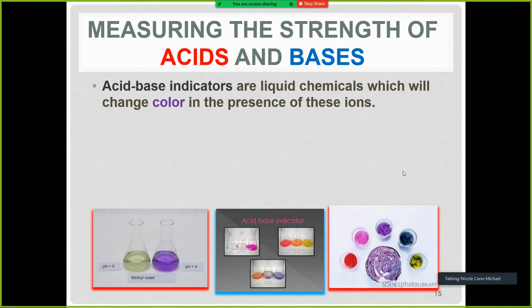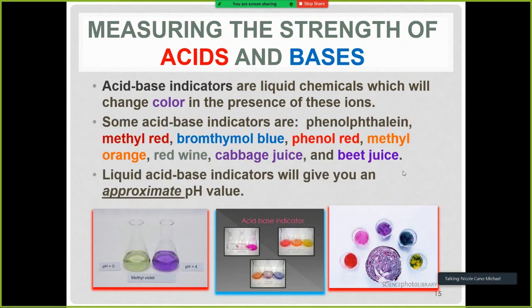All right, so commonly in high school, because it's not like we have millions of dollars for these lovely pH meters, we use what we call acid base indicators. These are liquid chemicals, sometimes in paper form, and they change color in the presence of ions. Some acid base indicators are phenolphthalein, methyl red, bromothymol blue, phenol red, methyl orange, red wine, cabbage juice, and beet juice.